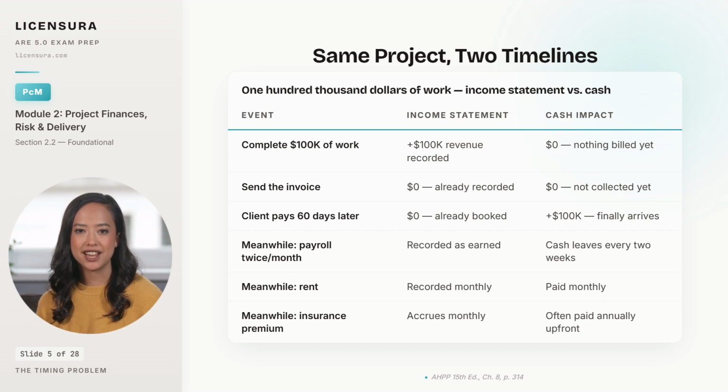In those 60 days, payroll has hit the account 3 times, rent has gone out twice, and an insurance premium may have come due. The income statement still says the project was profitable. The bank balance says you needed a line of credit to survive between performing the work and collecting on it. And here's the part that surprises principals. Rapid growth makes this gap worse, not better.